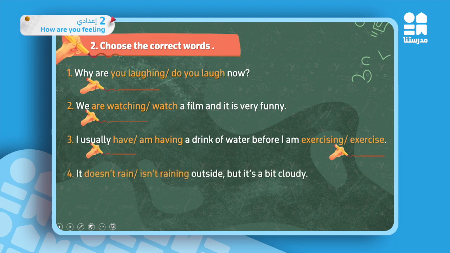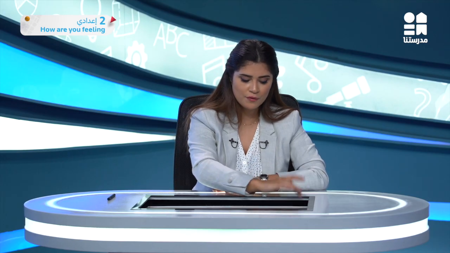So, here, number 4. It doesn't rain or it's not raining outside, but it's a bit cloudy. Bit cloudy يعني إلى حد ما الدنيا مغيمة، السماء مغيمة. So, am I talking about something right now or am I talking about a habit or a fact? بتكلم عن حاجة بتحصل دلوقتي ولا بتكلم عن حاجة بتحصل كل يوم؟ Of course ده حاجة ممكن تبقى أنا شايفاها دلوقتي بس في الوقت الحالي فقط. Okay? So, of course it's not raining. We have to use here present continuous.